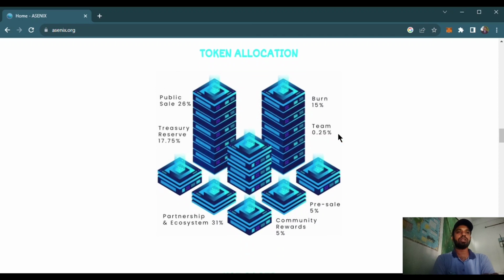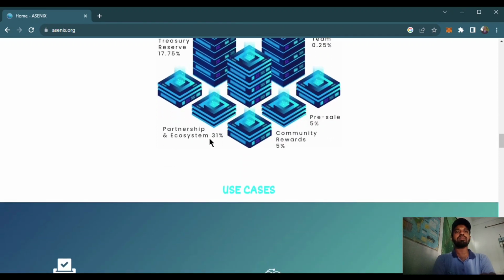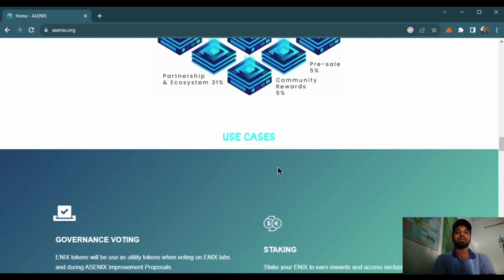The team will get only 0.25% of the token. The public sale has 26% of the token, and treasury reserve 17.75% of the token. 15% of the token will be burnt. Here is their partnership and ecosystem. 31% of the token will be for third-party partnerships, and 5% will go to community rewards.